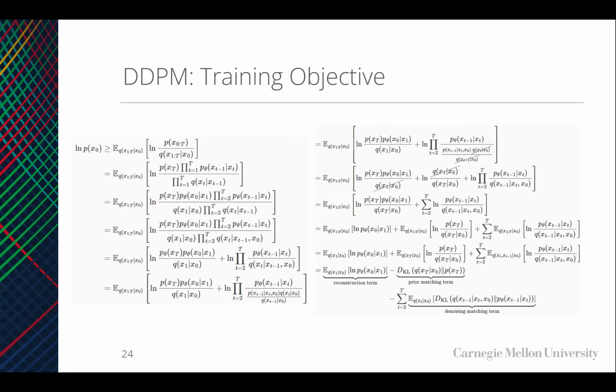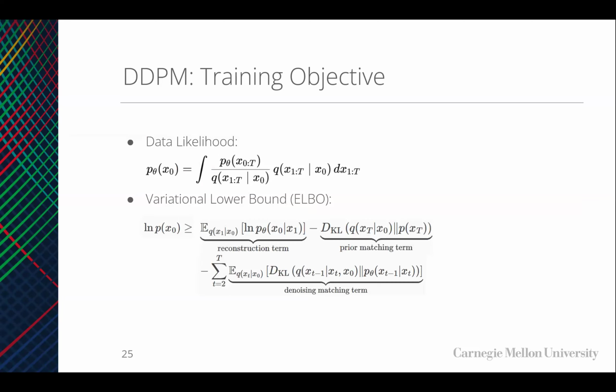You can look into the paper, online blogs, or ChatGPT, Gemini if you don't fully understand this. That's what I did. So you arrive at something like this: the variational lower bound for the training objective, the log likelihood of a sample in DDPM. And then it mainly breaks down into three parts. There's a reconstruction term, there's a prior matching term, and there's a denoising matching term.